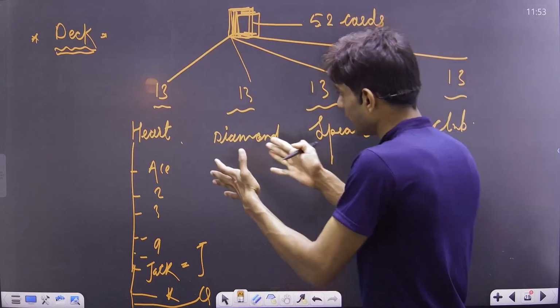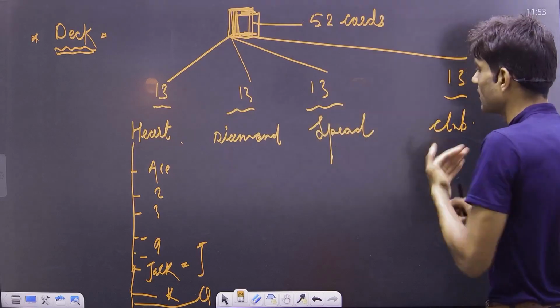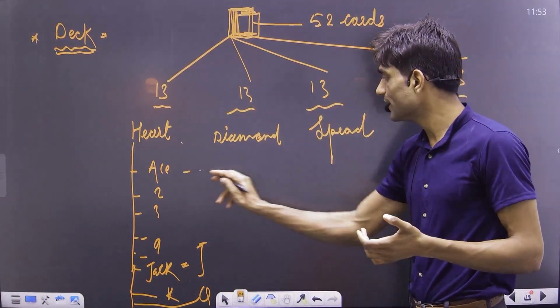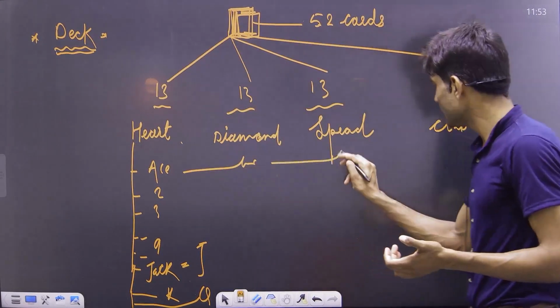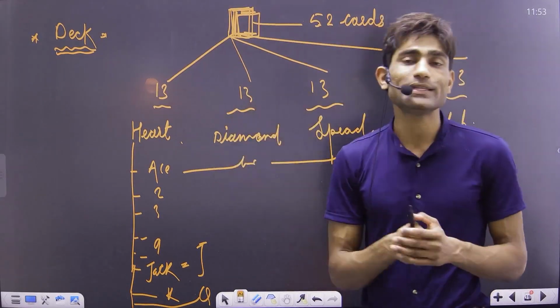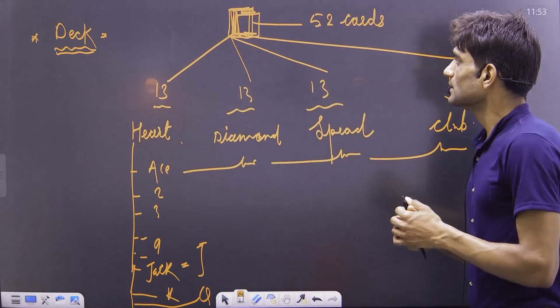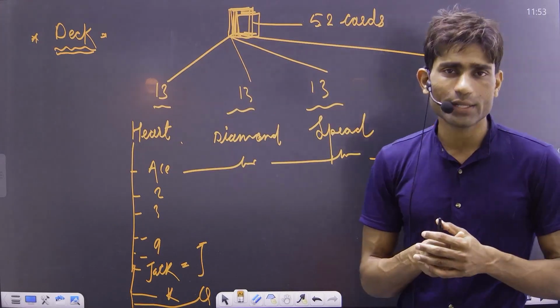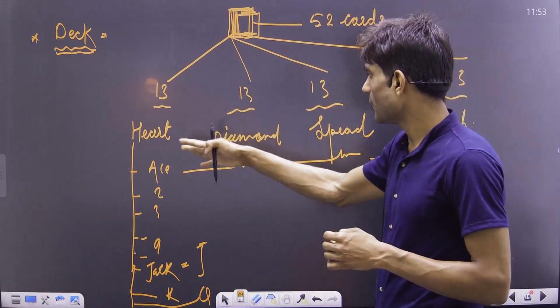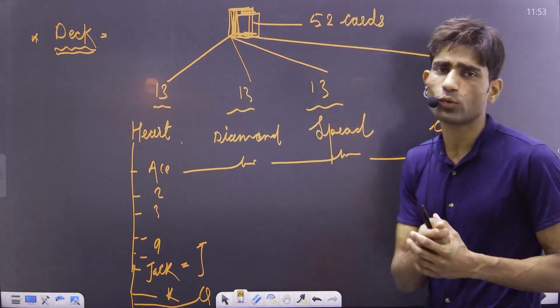It is not only for the heart, it is similar for diamond, spade and club. A similar division goes here, and here, and here. This is the complete division of 52 cards. I'm expecting that you have all understood the deck set and its division, which is heart, diamond, spade and club.